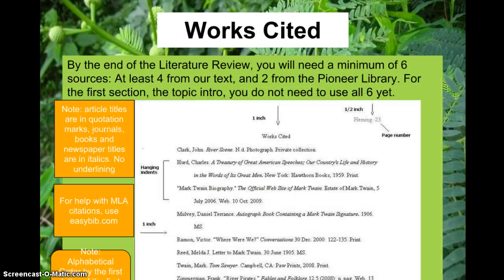You will need a works cited. For the literature review, you'll need a minimum of 6 sources, 4 from our text and 2 from the Pioneer Library. But for the first section, you don't need to use all 6, but you're welcome to. I would say at least use 3 to 4. So here's an image of what your works cited should look like.